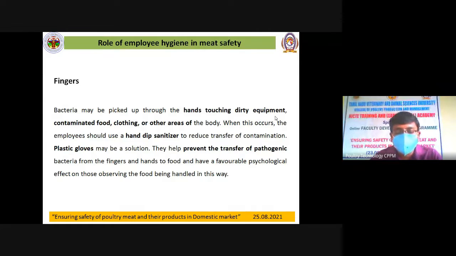And then for this, you can use plastic gloves as a solution, and they help to prevent the transfer of pathogenic bacteria from fingers and hands to the food. Whenever you are using plastic gloves, that may have some psychological effect on the people observing the food handlers. Some factories or fast food places have people handling food wearing plastic gloves. That gives some confidence to the buyers as well as the consumers. So that has a psychological effect.